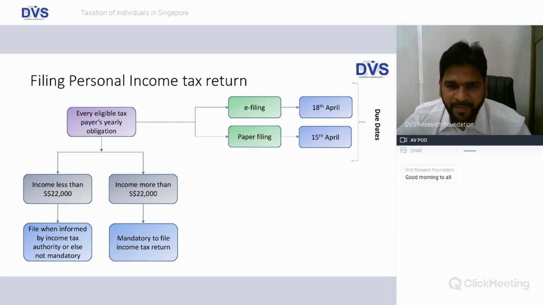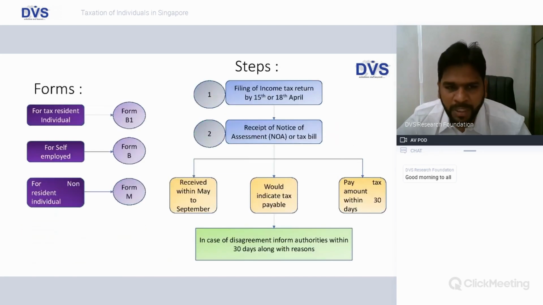Of course, we know that when there is a deadline, there are also people who may miss the deadline, for which there are consequences from the IRAS. We will look into the different types of consequences as we go on. But looking at the different types of tax forms, for a tax resident individual, the form is called Form B1. For self-employed, it's called Form B. And for non-resident, it's called Form M. Again, these are available both online as well as offline by paper-based filing. And the deadline is 15th for paper filing and 18th for e-filing.